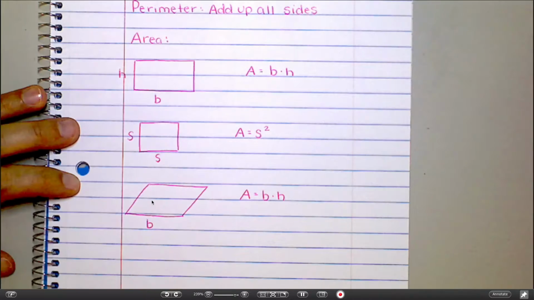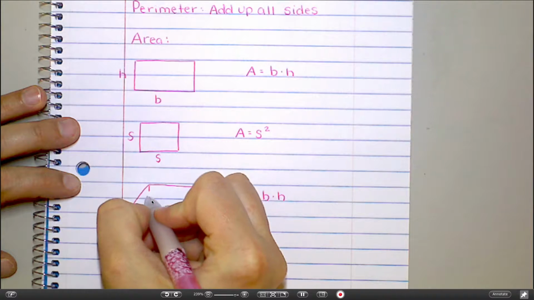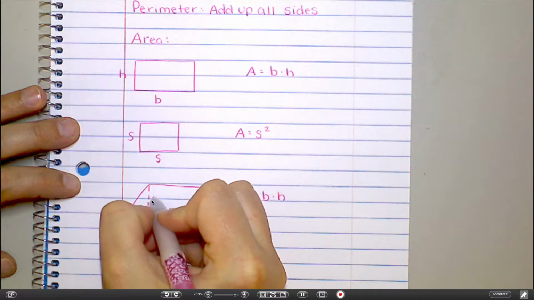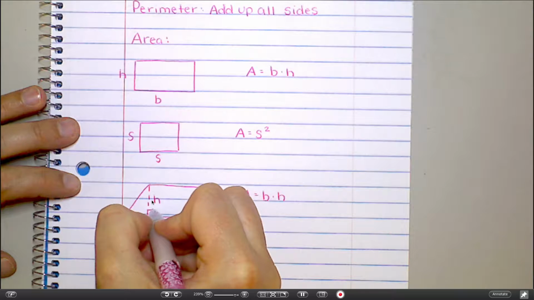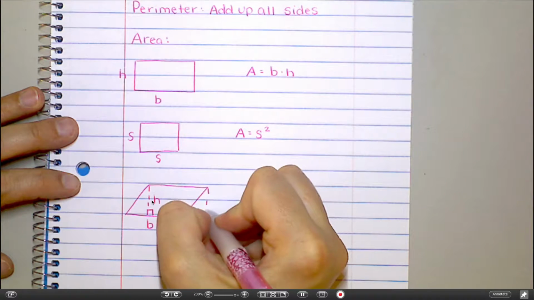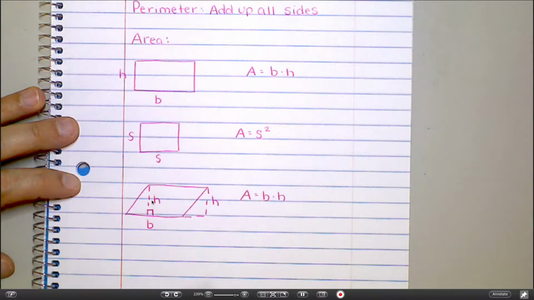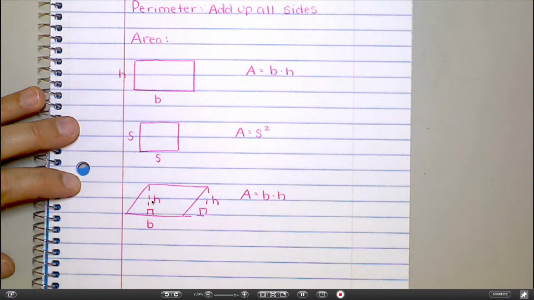Except where's the height? Okay, the height always has to make a what? Right. So it always has to make a right angle. That's what I was looking for. So the height is probably going to be inside the figure. It may also be out here. They may also write it in on the outside. That could be the height, but you've always got to look for a right angle.